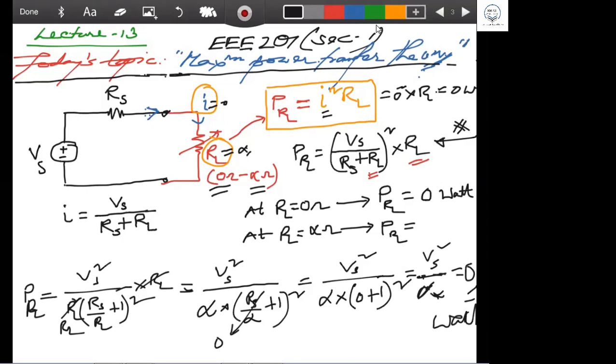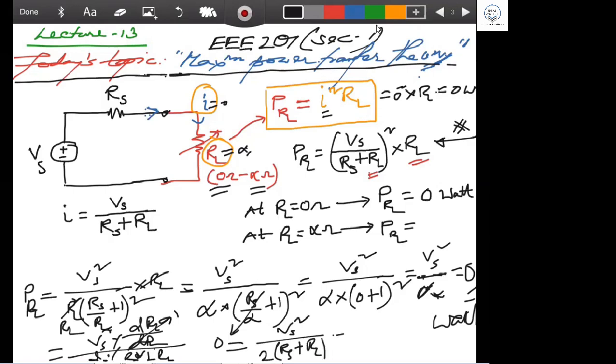Or if you apply the L'Hospital rule, then also you take the derivative up and down. Vs square derivative with respect to RL is dRL by dRL, and this is d by dRL of (Rs plus RL) whole square. Take the derivative up and down, and after that you substitute the value. Vs square, and dRL is going to be 1, and it will be 2 Vs (Rs plus RL). That's it, which is again something by infinity, which is 0. Then ultimately you are getting 0 if you put RL equal to infinity.